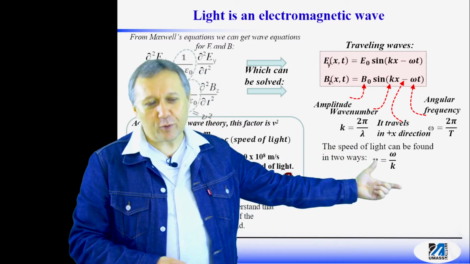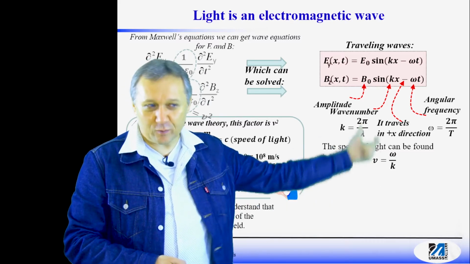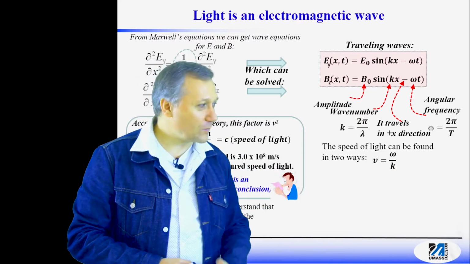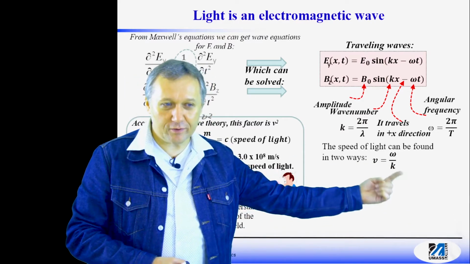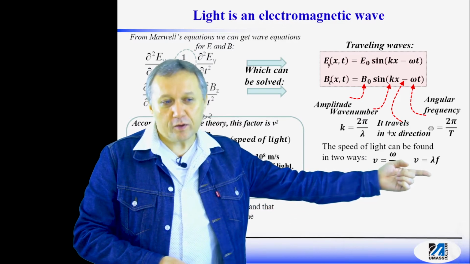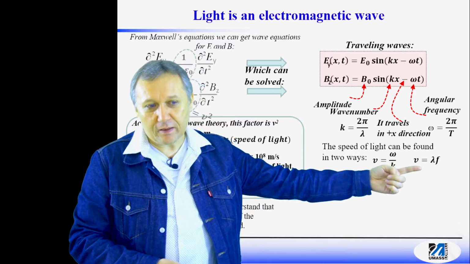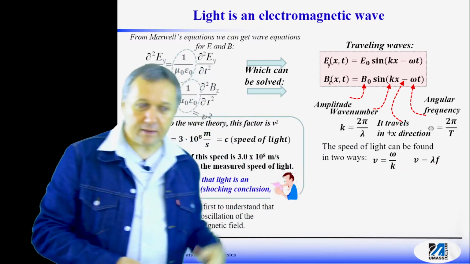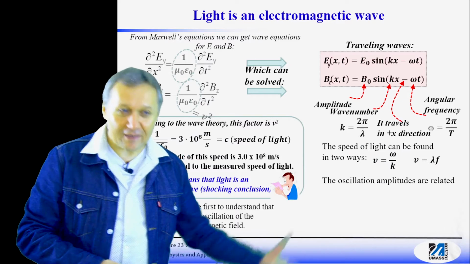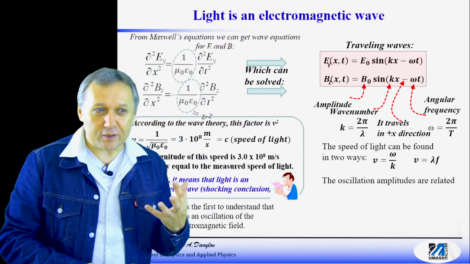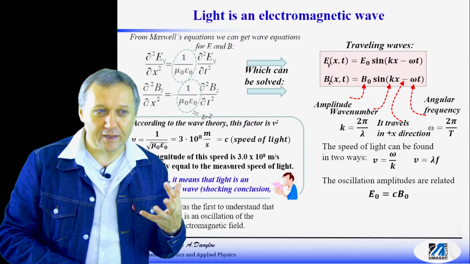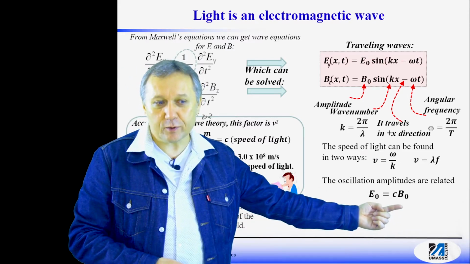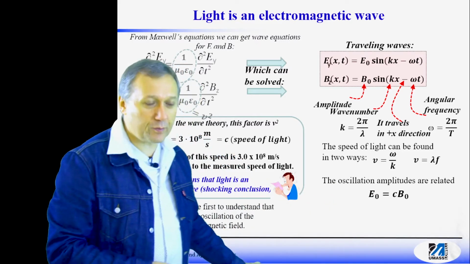First, let me say that, of course, as usual, the speed of this wave can be found, as we discussed yesterday, by mixing a temporal quantity and a spatial quantity: omega divided by k. Or you can also find it by multiplying wavelength and frequency, or by dividing wavelength by the period, right? And now, what I just said, the amplitudes are actually connected. So E naught, the amplitude of the electric field, equals the speed of light times the amplitude of the magnetic field.